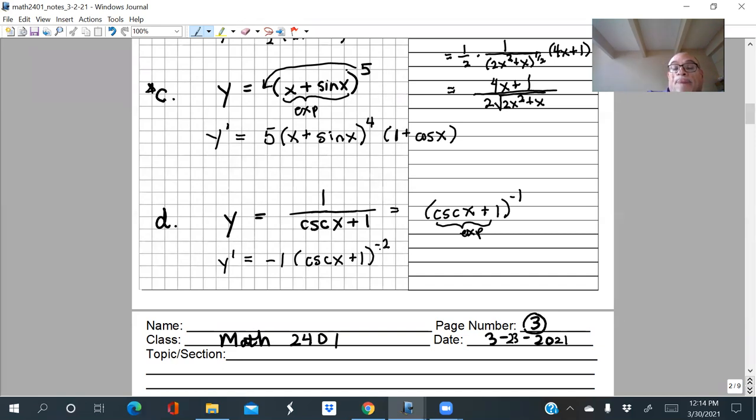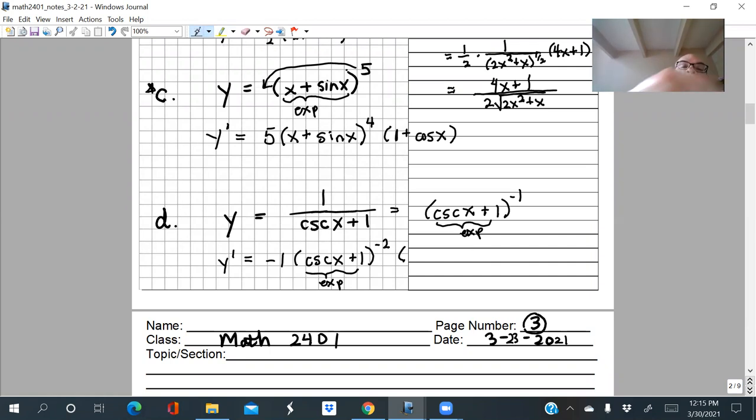But then this is where the pesky chain rule comes in, because this is not just x to a power. This is an entire expression raised to a power. So I have to take the derivative of this expression in the parentheses and multiply it in. And now I have to remember, what's the derivative of cosecant of x? Someone has to help me with that. You probably don't have that one memorized. I'm not even sure I remember it.